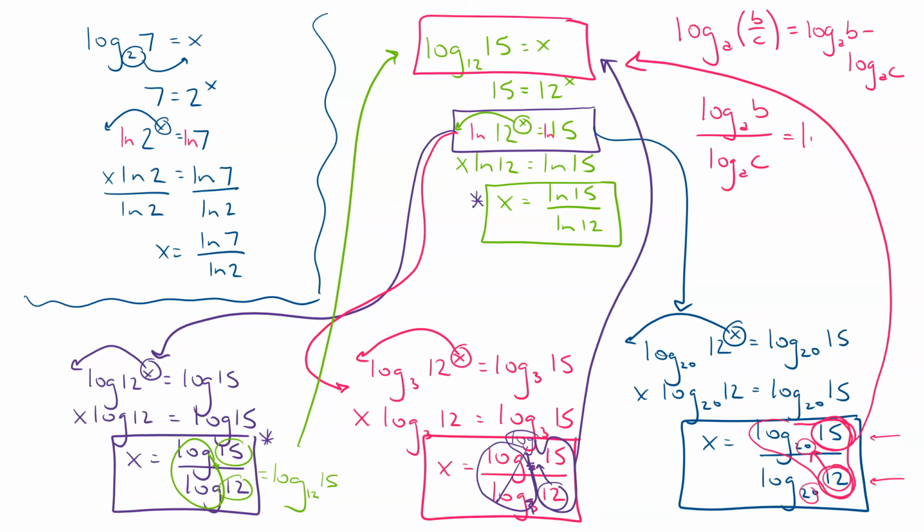Those can combine into a single log. The existing base disappears. The bottom number becomes the new base. The top number becomes the argument.